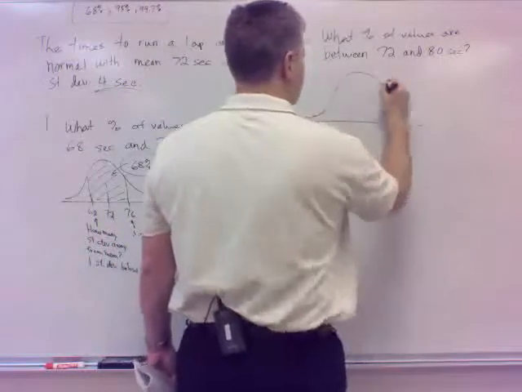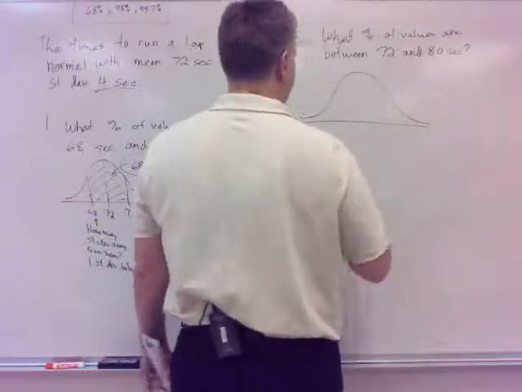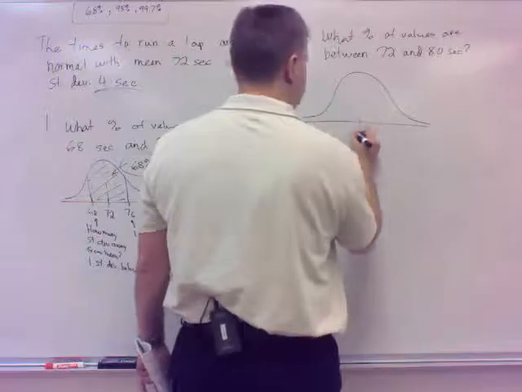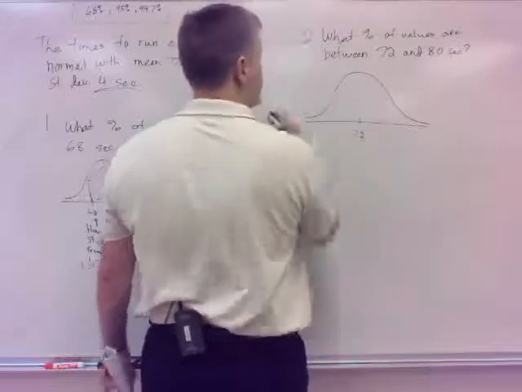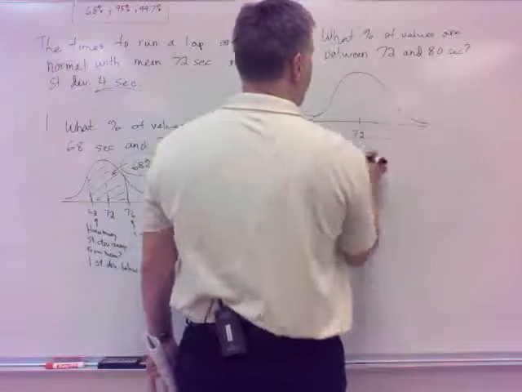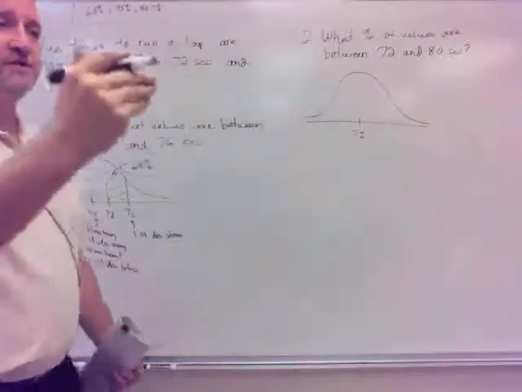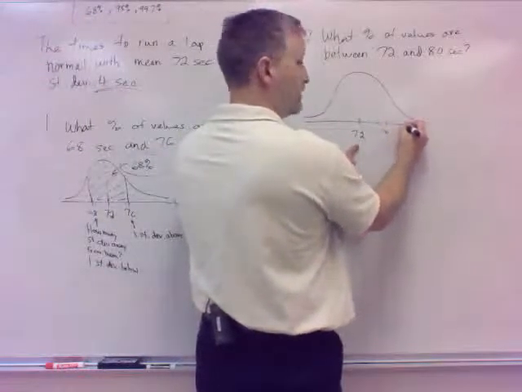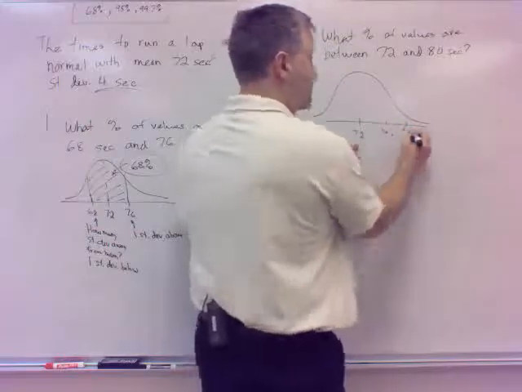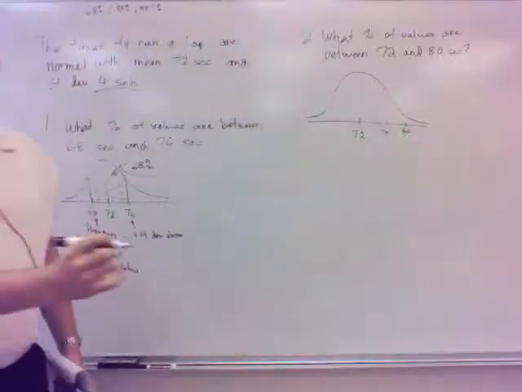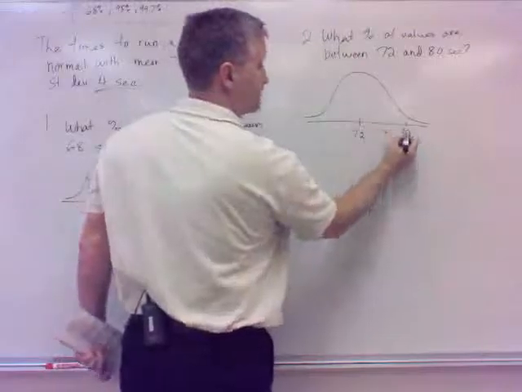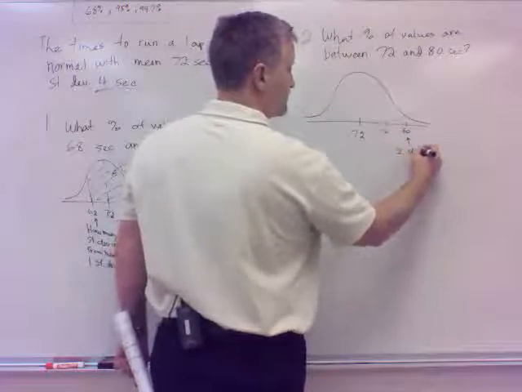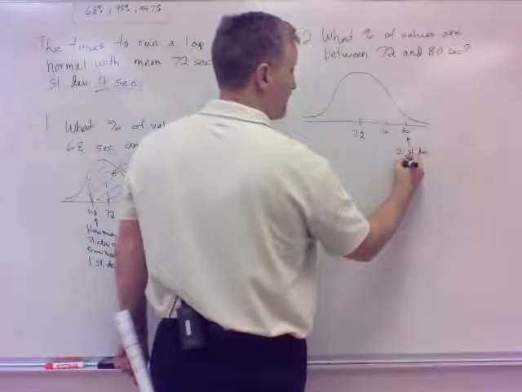Well, let's draw our picture here and just shade what we're wanting. What goes in the middle? 72, because it's the mean. The mean always goes in the middle. And then I want to go to 80. Now, let's mark it off. If I go one standard deviation, I'm at 76. If I go another one, I'm at 80. So it takes me 2 standard deviations to get to 80. So 80 is 2 standard deviations above the mean.